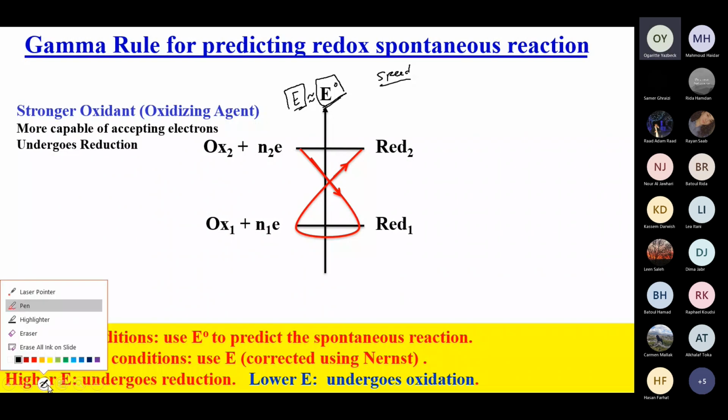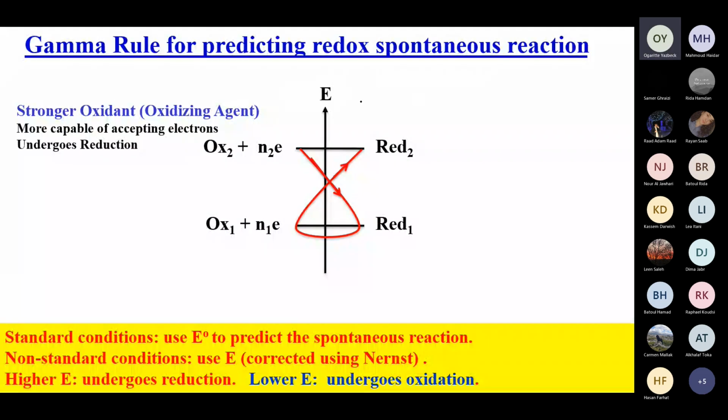And this is a trick I want you to use: a lot of times, if I just want to know if something is spontaneous or not, even if I'm not in standard conditions, I can simply use E naught values and decide if the reaction is spontaneous. Because it takes a while to solve the Nernst equation for each couple and then put them on an E diagram and then decide if the reaction is spontaneous or not.